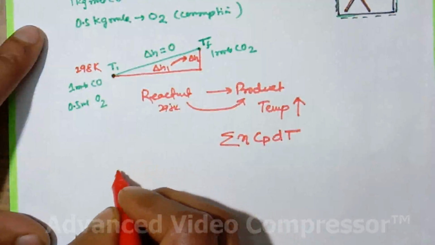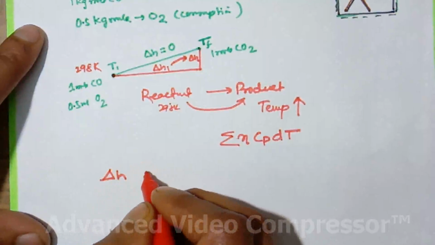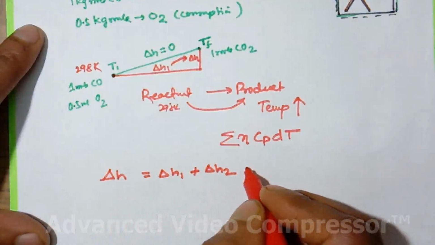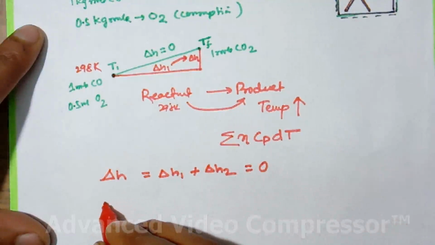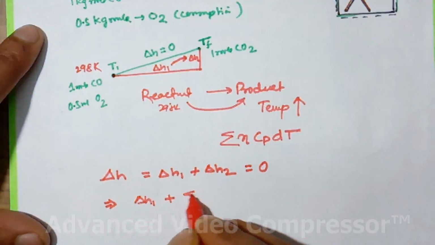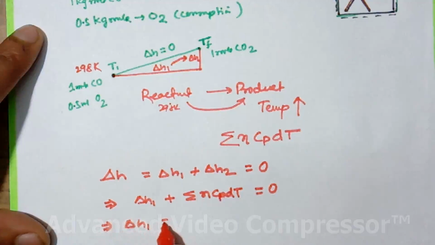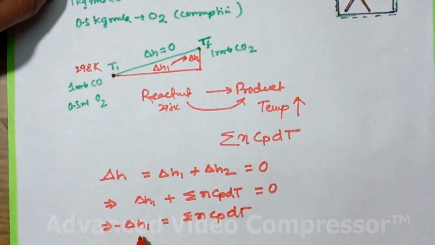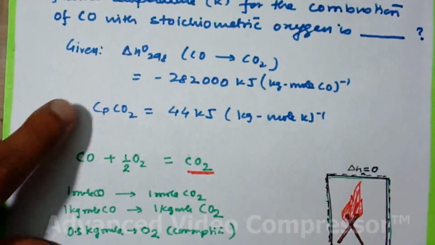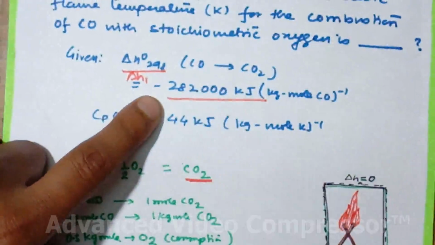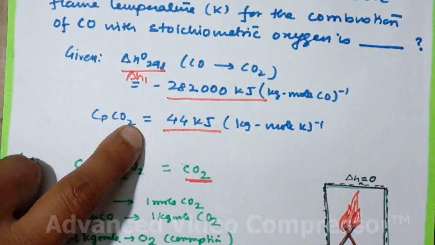So we have delta H equal to delta H1 plus delta H2, and this is equal to 0. This implies delta H1 plus sigma n Cp dT is equal to 0, which implies minus delta H1 is equal to sigma n Cp dT. Putting in the values, delta H1 is given over here, and Cp of CO2 is 44 kilojoule.